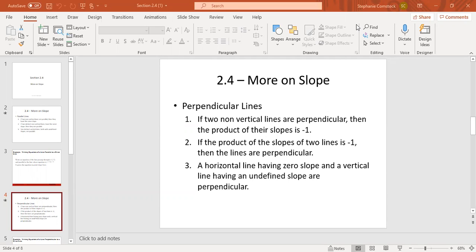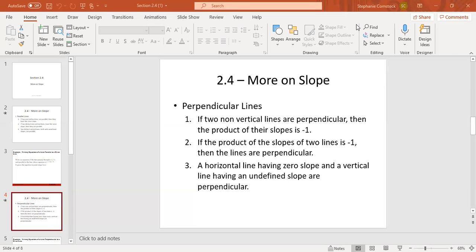And then lastly is, again, that whole specialty cases one. We've got a horizontal line that has a slope of 0. Obviously, when you multiply 0 with anything, it's going to be 0. So we're not going to be able to get that perpendicular definition. And a vertical line having an undefined slope, if something's undefined, I can't do computations with it, then a vertical and a horizontal are going to be perpendicular.